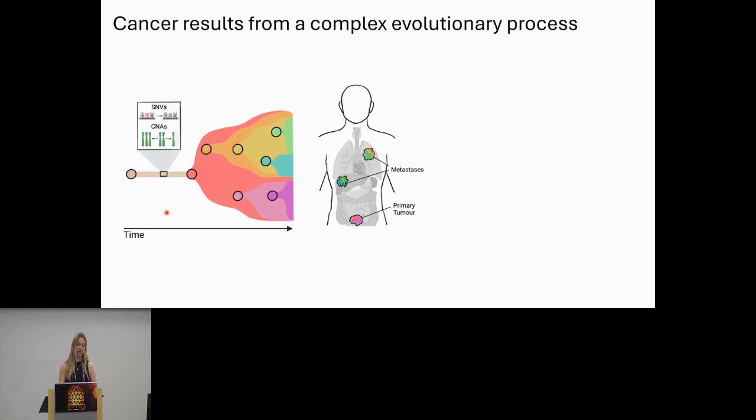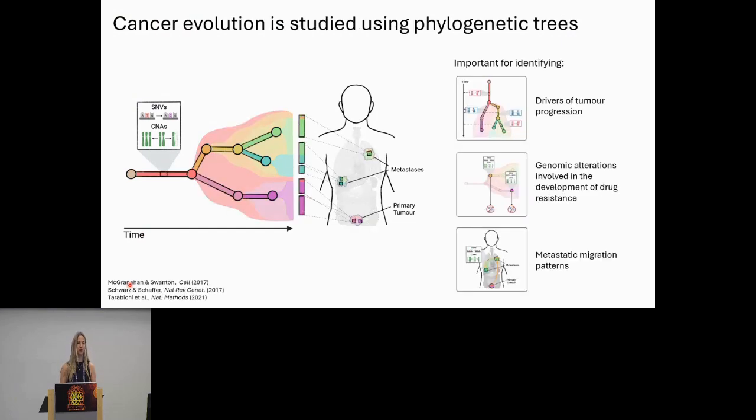Tumours develop as a result of a complex evolutionary process, where over time, tumour cells acquire different genomic alterations, such as single nucleotide variants or copy number alterations, resulting in heterogeneous subpopulations of cells with distinct genomic profiles. In order to model this evolutionary process, phylogenetic trees have been developed to model the evolutionary relationships between these cells.